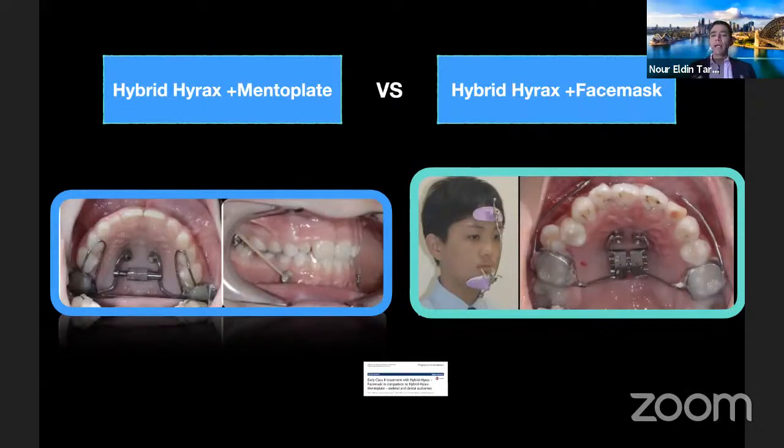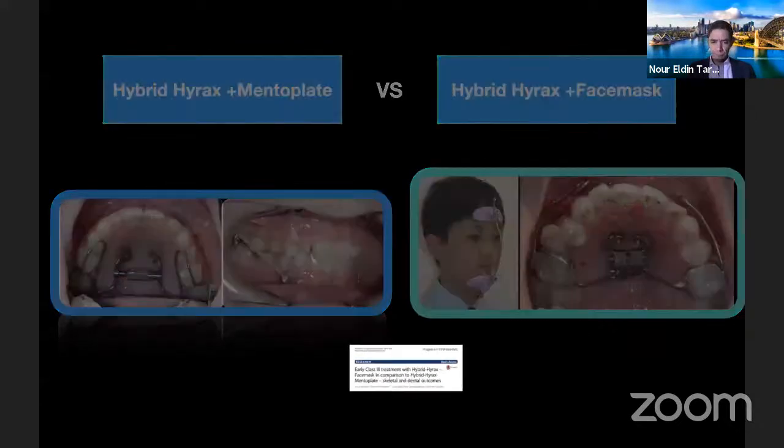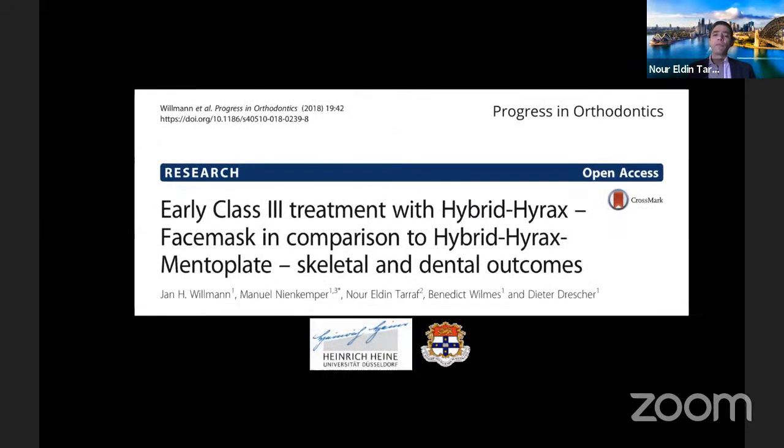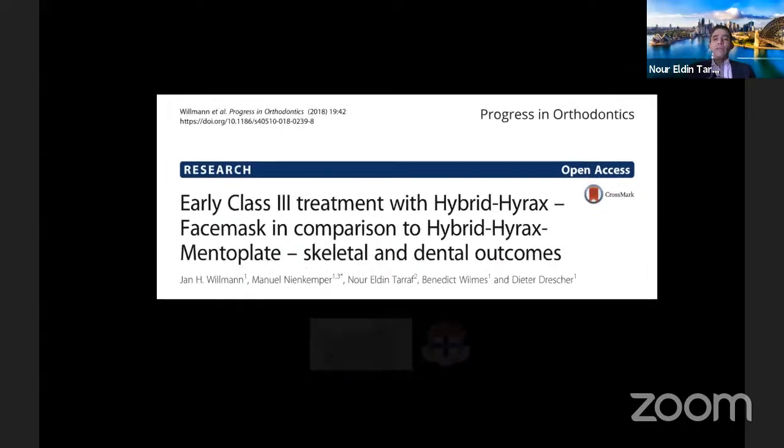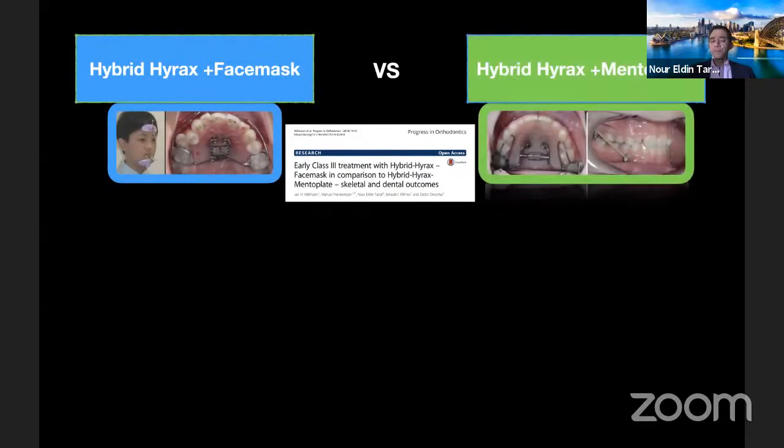Now, is one of these protocols better than the other? So we know that skeletal anchorage might be helpful, but is having miniplates in the mandible going to perform better than if these children are wearing a face mask? So this is from the group in Düsseldorf, which I helped with. And if we have a bit of a look here, it's a really interesting comparison. So very similar age, very similar malocclusion, 17 and 17 cases.